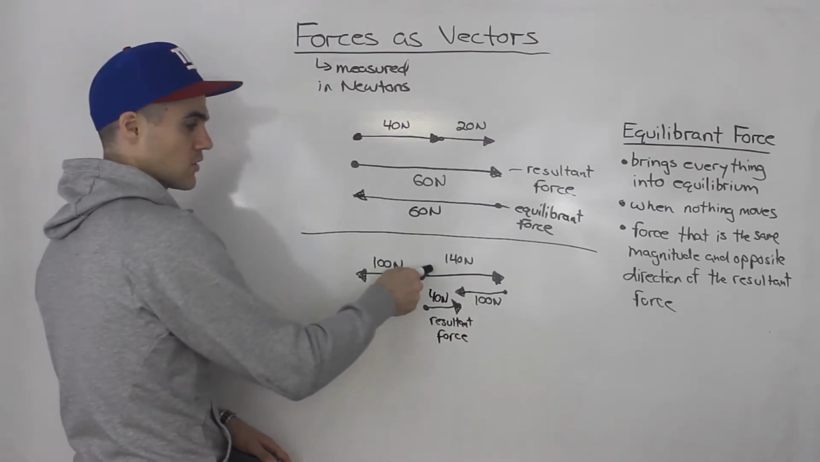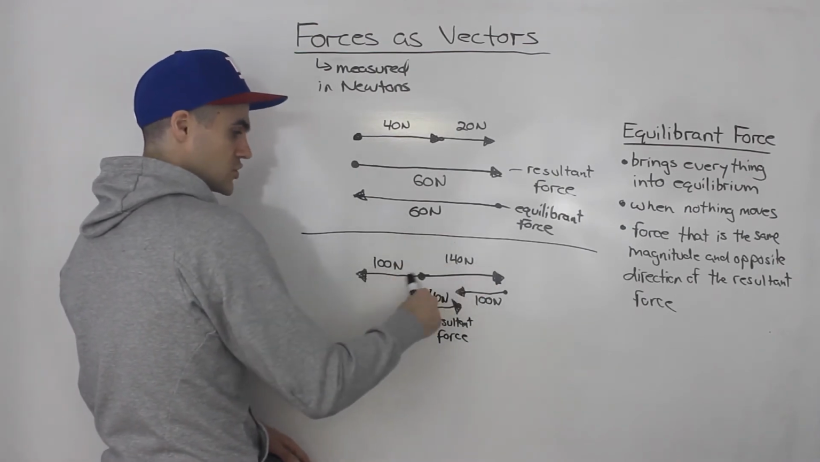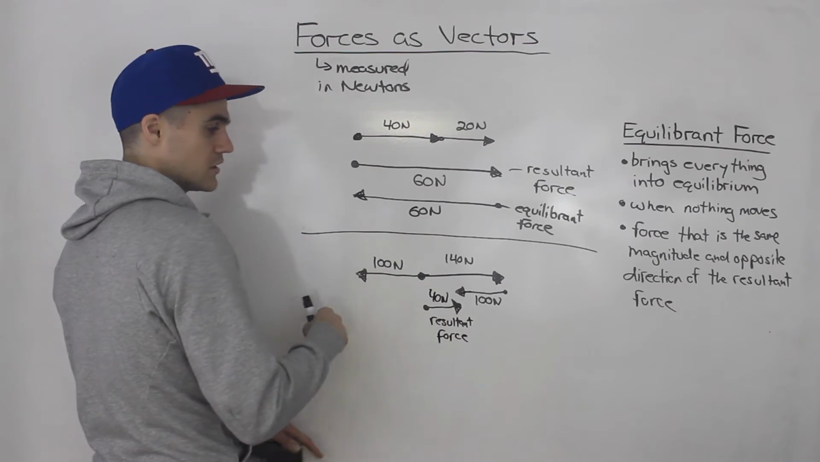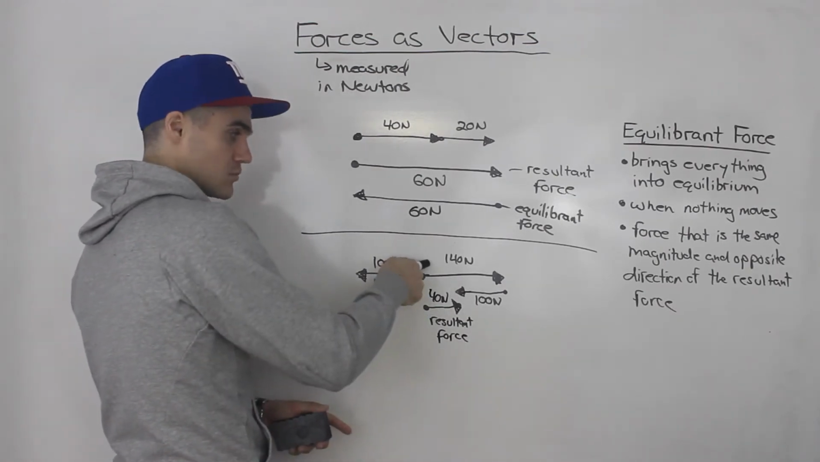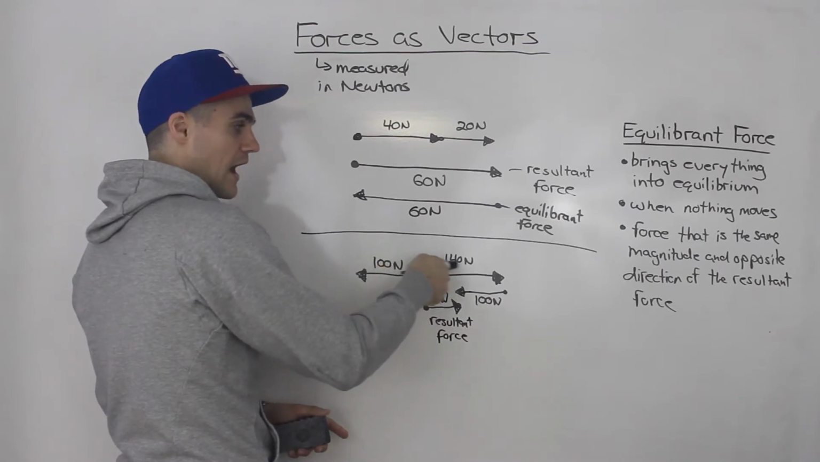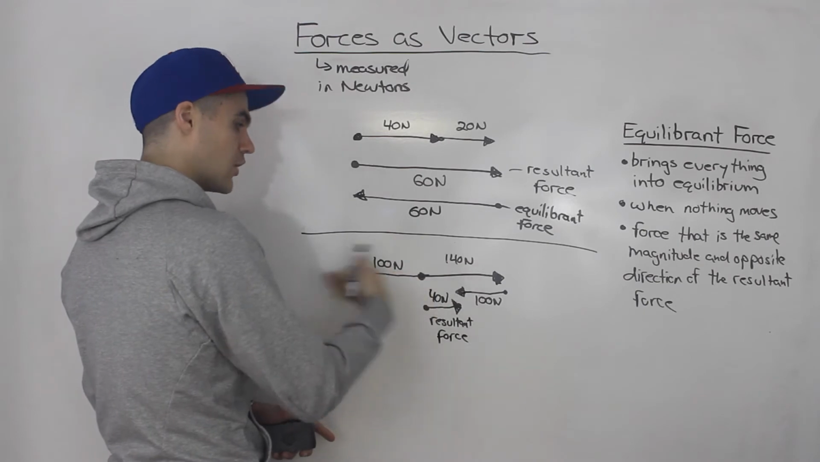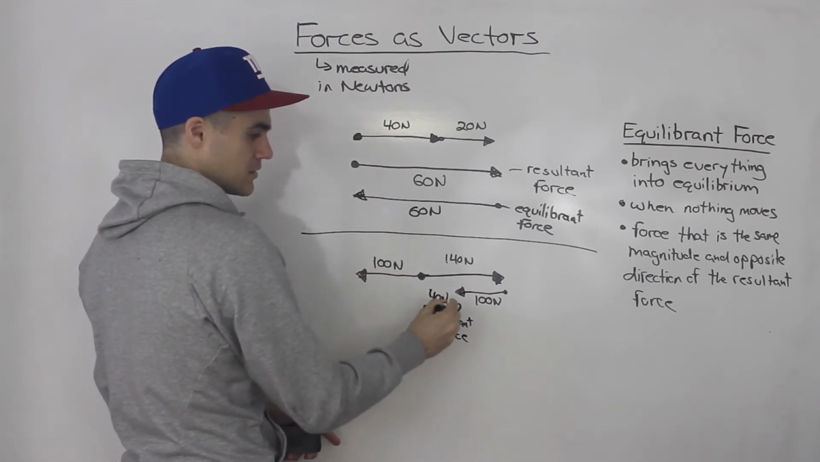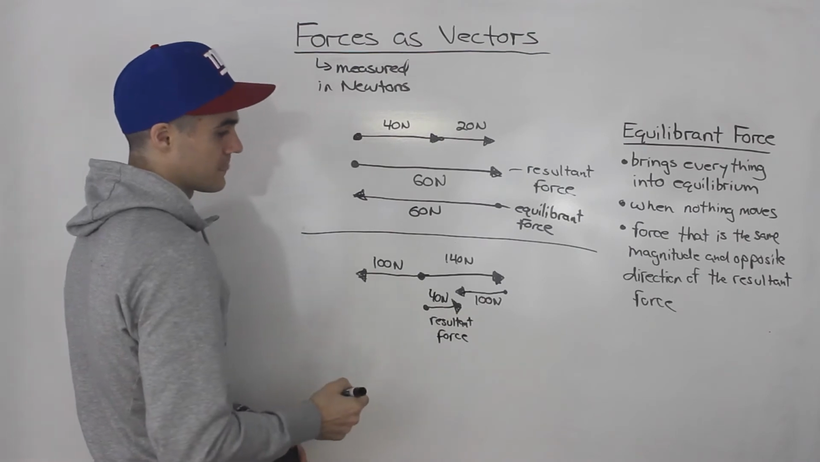And that makes sense. So if an object is being pulled by 140 newtons in this direction, by 100 newtons in this direction, well, the resulting force, the object is going to move in the direction with the higher force, but not at that full 140 because there's still 100 being pulled this way. It's going to be moving at 40 newtons, at a force of 40 newtons.